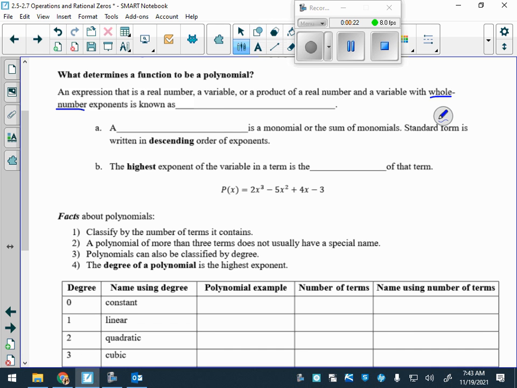So, that is known as a polynomial. A polynomial is a monomial, which is one, or the sum of monomials, so it could be more than one. Standard form is always written in descending order from highest exponent all the way to constant.